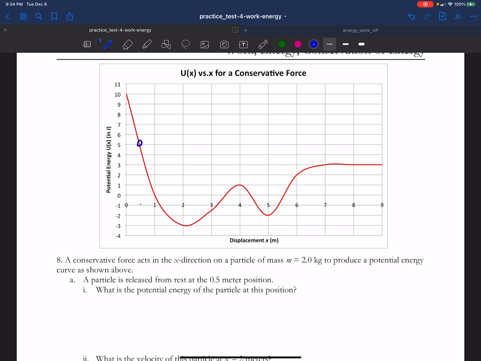And notice it's released at rest. So at this position right here, and I'm going to stick with the way that's described, I'm going to stick with U. U is 5 joules at this particular position, and the kinetic energy is 0 because it was released at rest.